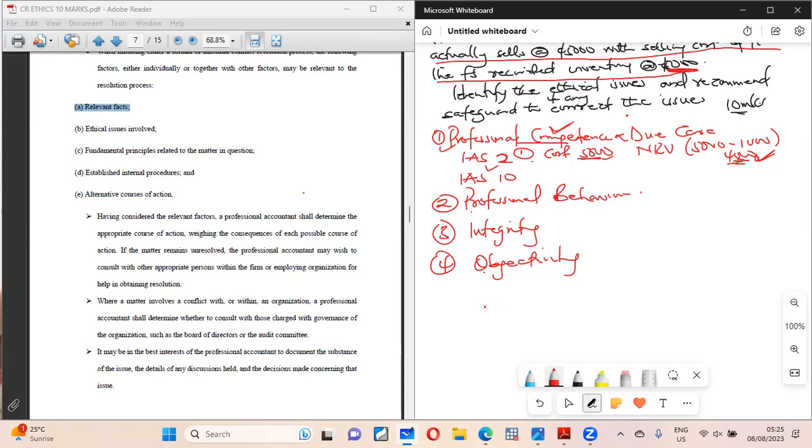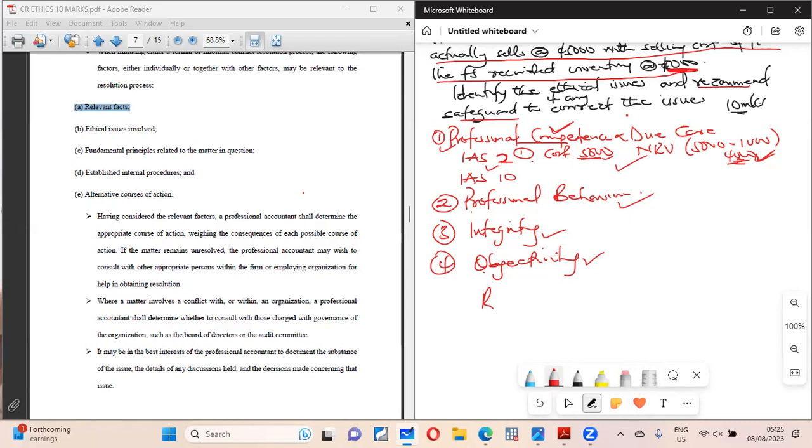because you also have to add what we call the resolution, because the question says to recommend safeguards. All right, so what will be the safeguard for professional competence? What will be the safeguard for professional behavior? What will be the safeguard for integrity? What will be the safeguard for objectivity?